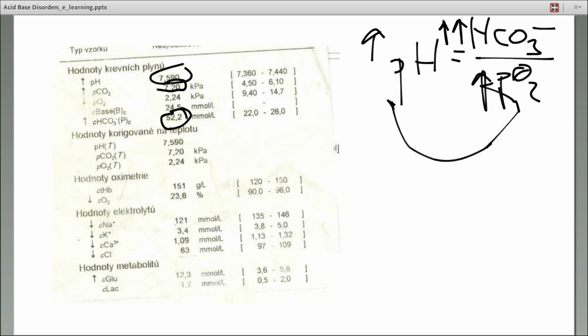Of course, you cannot compensate metabolic alkalosis very much with CO2 retention, because you could cause yourself hypercapnic coma. So you cannot completely compensate for that. So basically, what are the two possible scenarios?